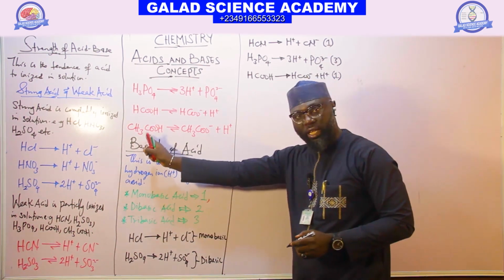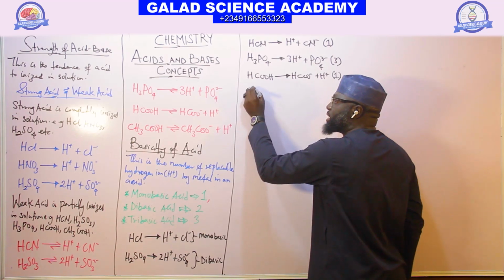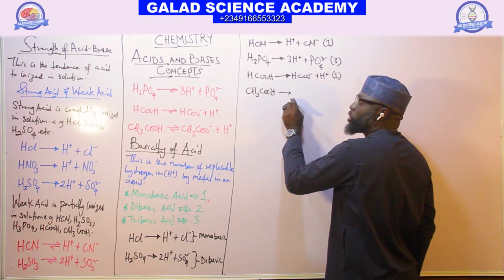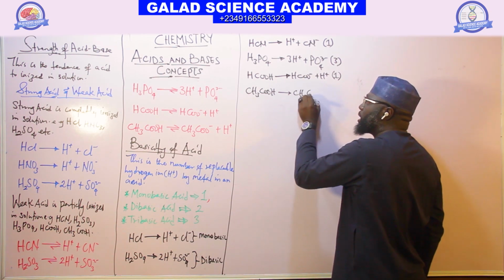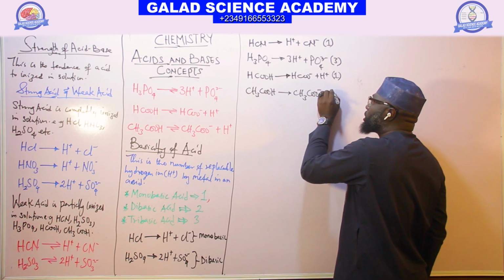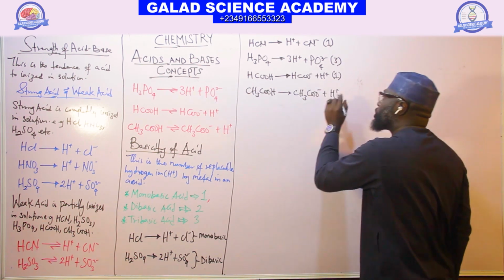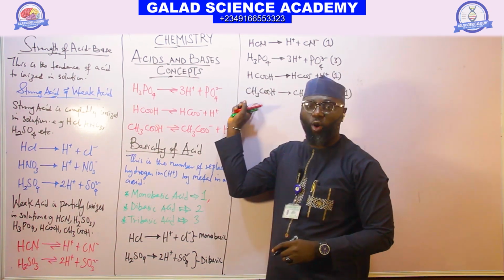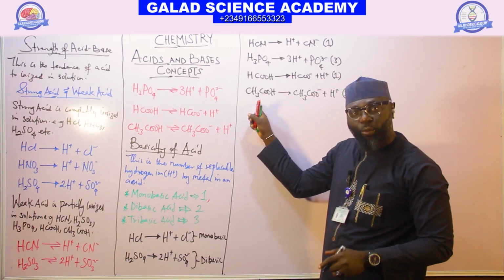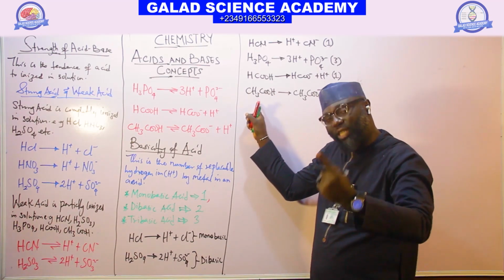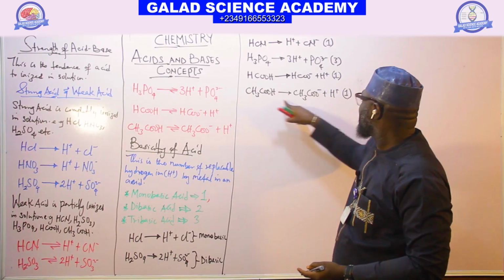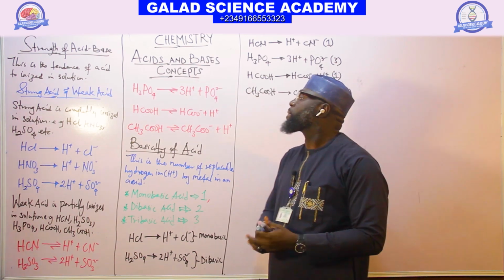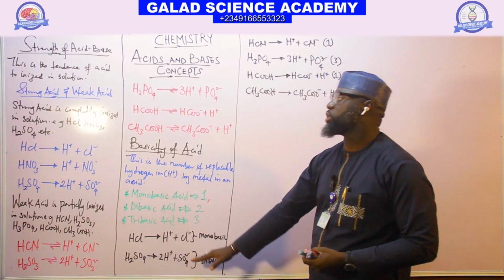Likewise, the third one here, ethanoic acid, CH3COOH, gives us CH3COO minus plus H plus. This one is also 1. It is not 4. Some will say the basicity is 4 because we have 4 hydrogen. Yes, but the one that can ionize and displace a metal is 1. So the basicity is also 1. That is all about the basicity of acid.